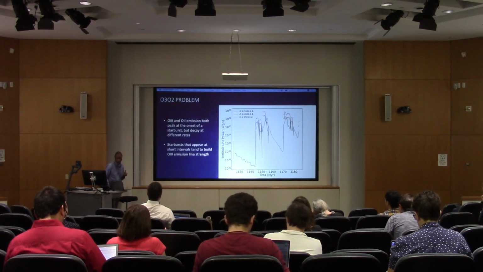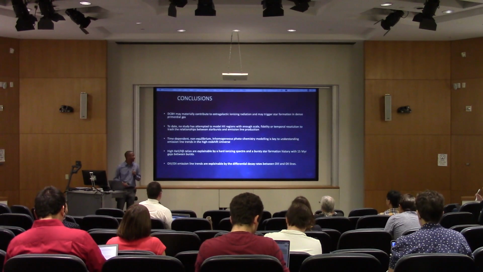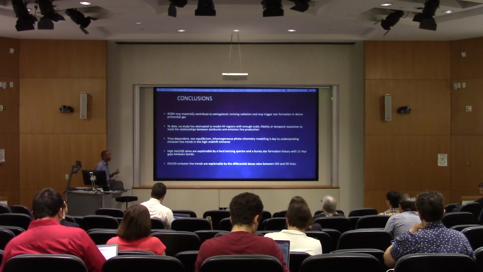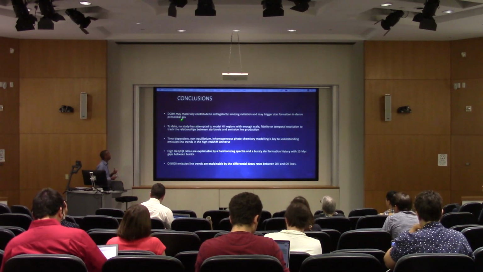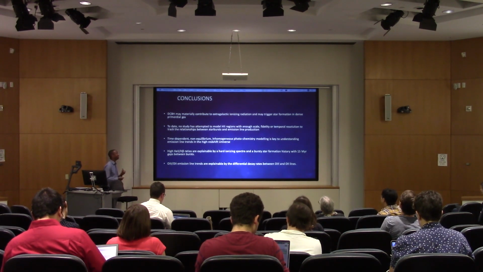All right, so I'm going to quickly conclude because I think I underestimated the time. I talked about a few different things. The first is that DCBHs, from a theoretical standpoint, if they exist, might trigger star formation, and that changes what we might expect from them in terms of observations.